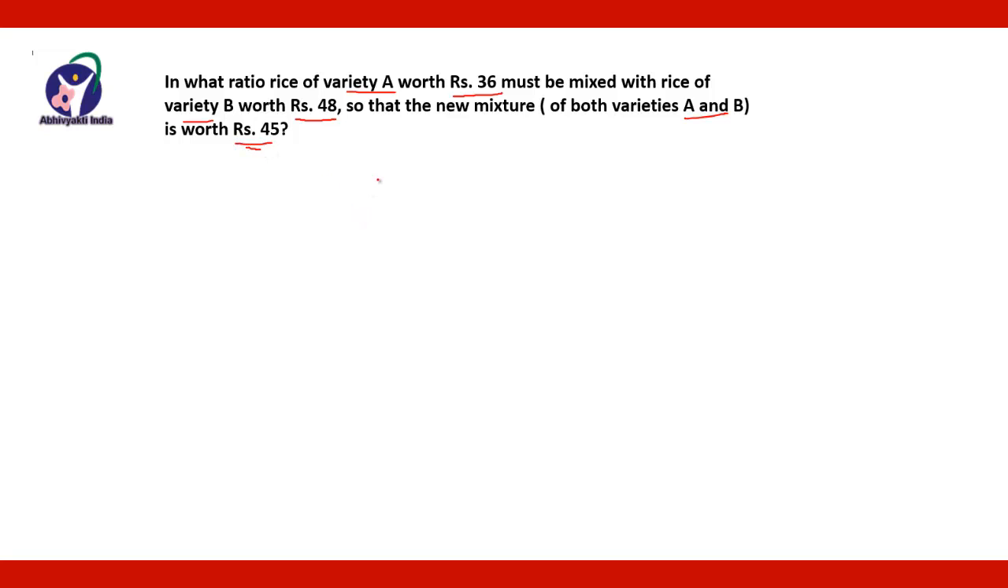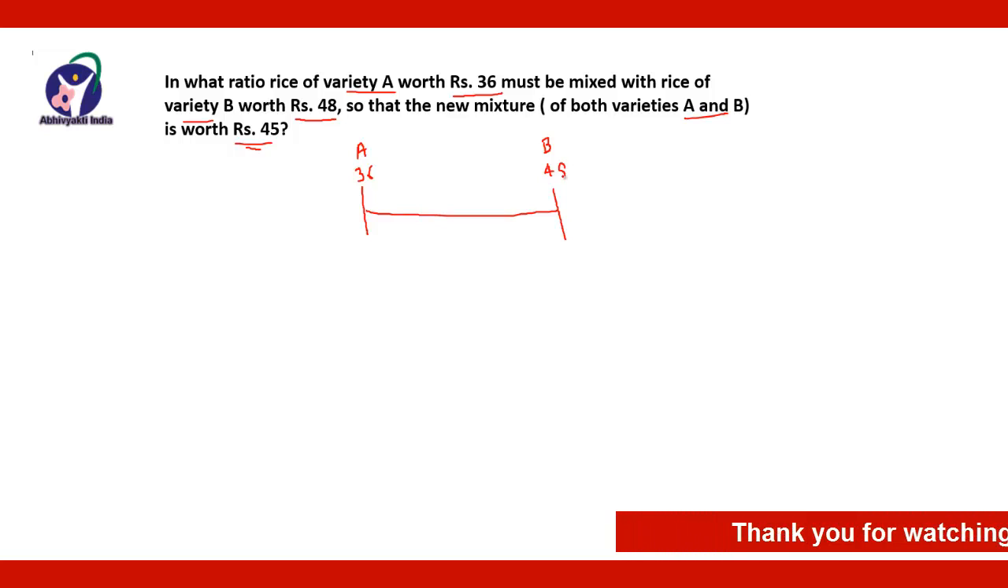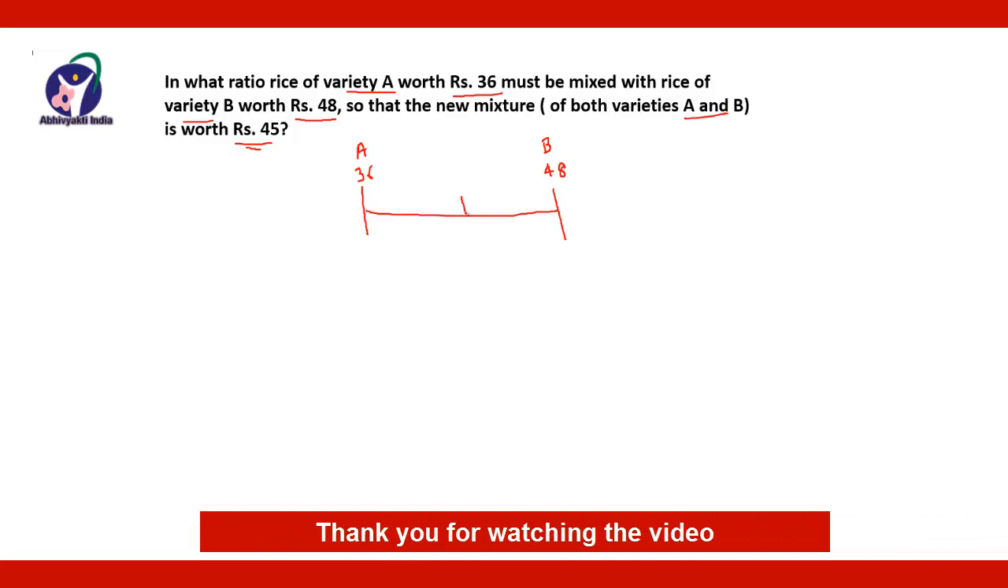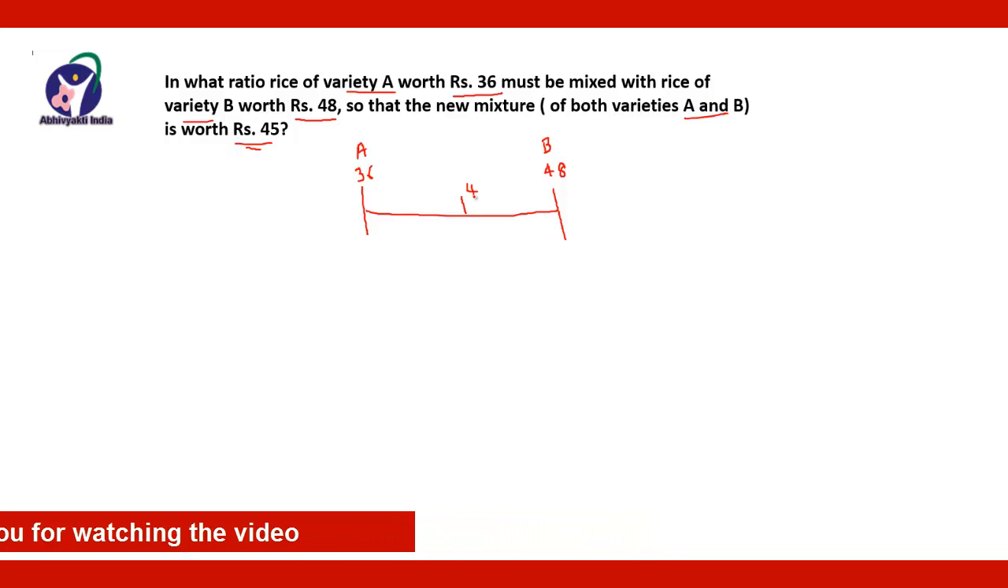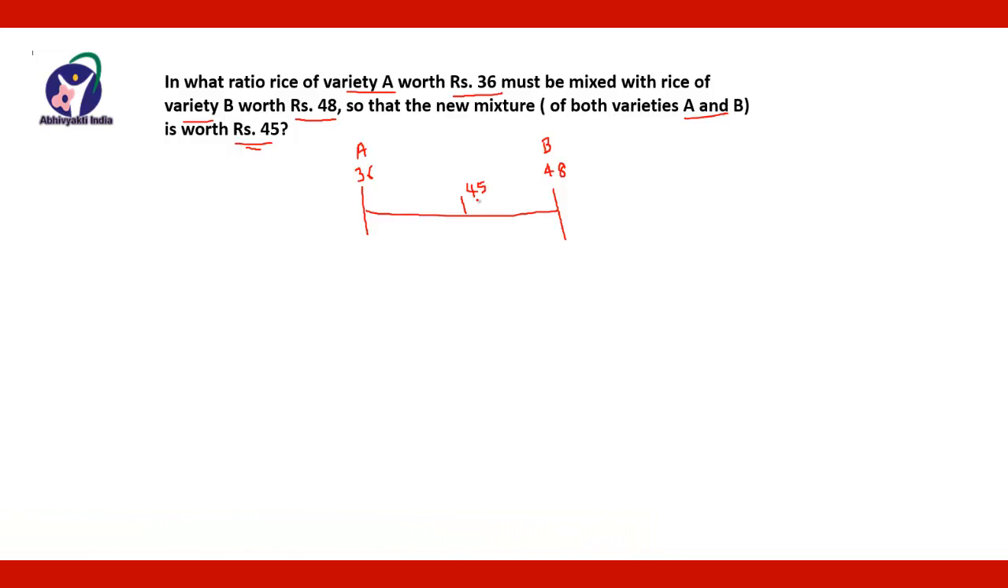Now this question can be solved by the method of alligation, in which we draw it like this. Type of rice A worth rupees 36 and type of rice B worth rupees 48. If mixed together, we get the average rate as rupees 45, and we have to find the ratio in which both should be mixed.